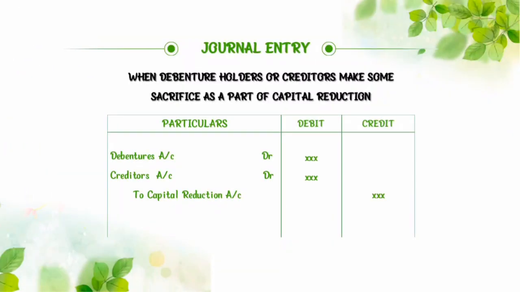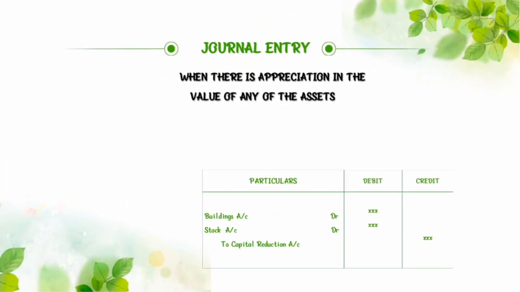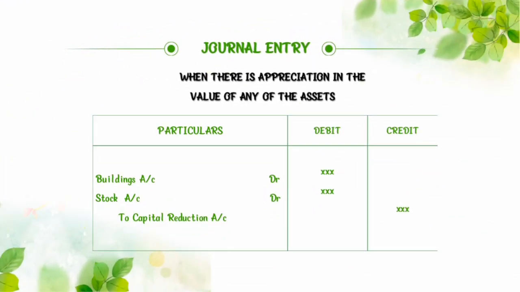Fourth journal entry of capital reduction account. When debenture holders or creditors make some sacrifice as a part of capital reduction, debentures account debit, creditors account debit to capital reduction account. Fifth one, when there is an appreciation in the value of any of the assets, buildings account debit, stock account debit to capital reduction account.